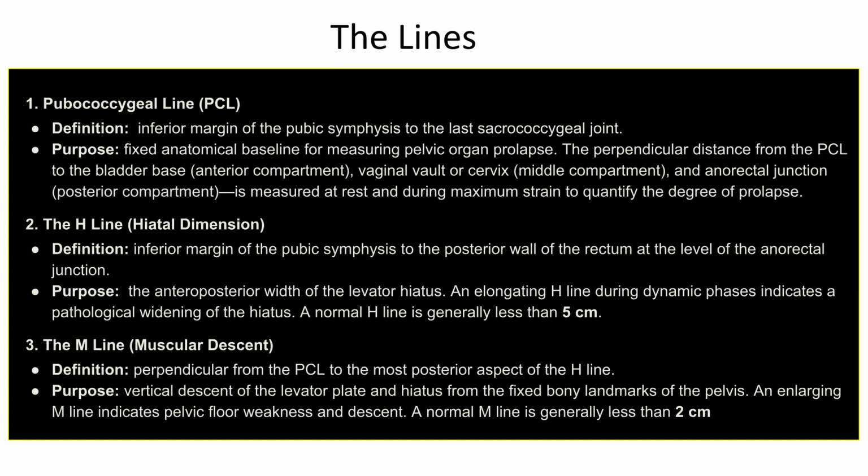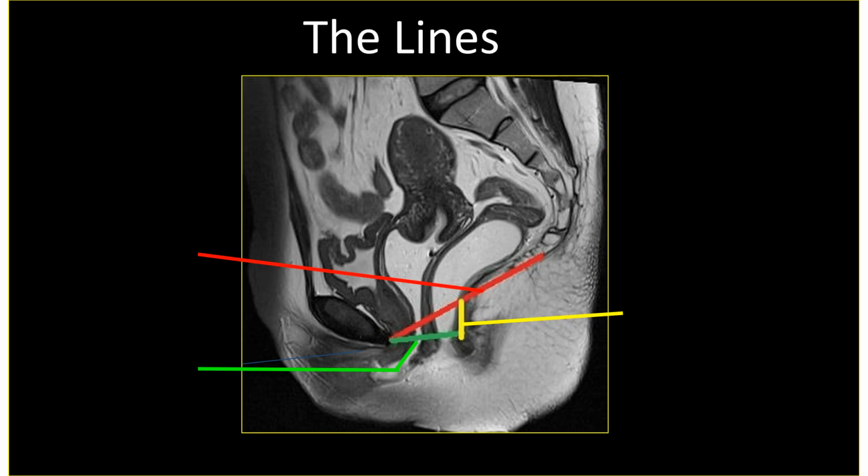The pubococcygeal line, or PCL, is a fixed anatomical baseline. The H line, or hiatal dimension, measures the anteroposterior width of the levator hiatus. The M line, or muscular descent, measures vertical descent from the PCL. This image illustrates the PCL in red, the H line in green, and the M line in yellow, demonstrating their relationship to the pelvic floor structures.